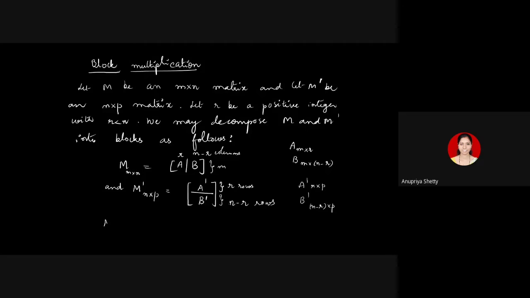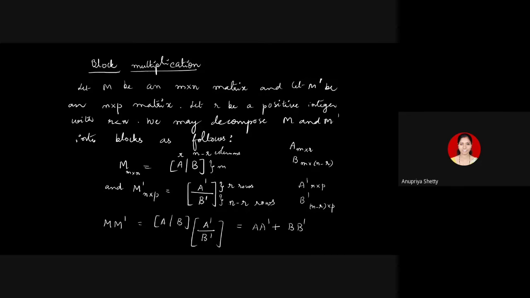Then, multiplying M with M dash using the usual rule. How do you multiply two matrices? You multiply the ith row of the first matrix with the jth column of the second matrix in order to get the ijth entry. But with this decomposition into blocks, after decomposing the first one based on columns and the second matrix based on rows, the product of M and M dash will be the same as multiplying A with the block A dash and then adding the product of B with B dash.